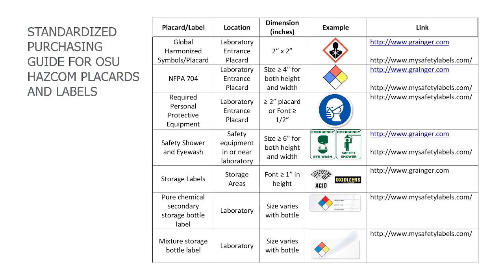These are what they consider a standardized purchasing guide for OSU, HazCom, placards, and labels. This is just a source that you as lab personnel or even a shop owner have access to. You can actually go in and seek out additional labels for the products that you actually have in your work environment.